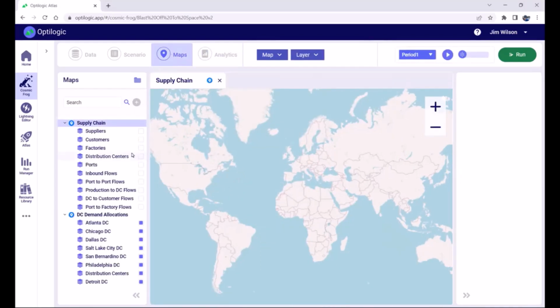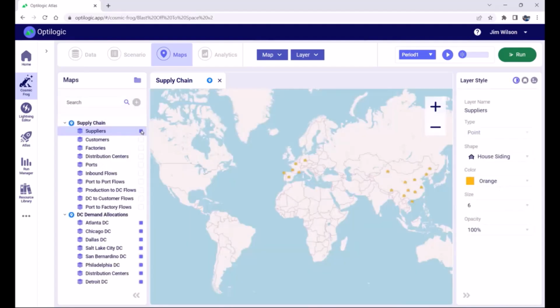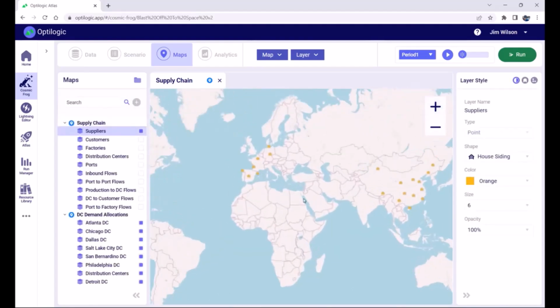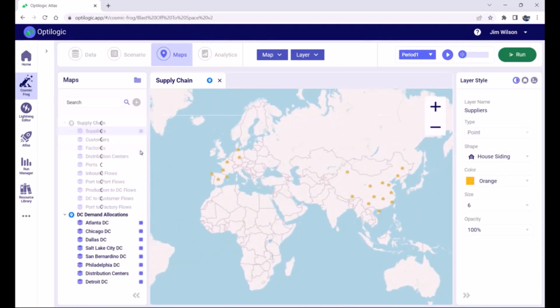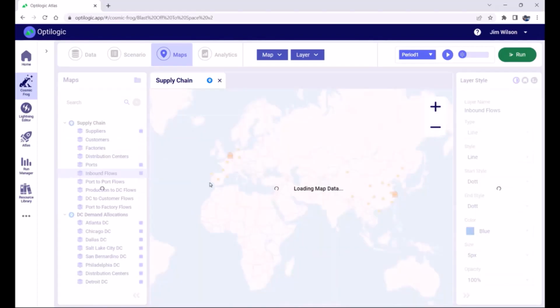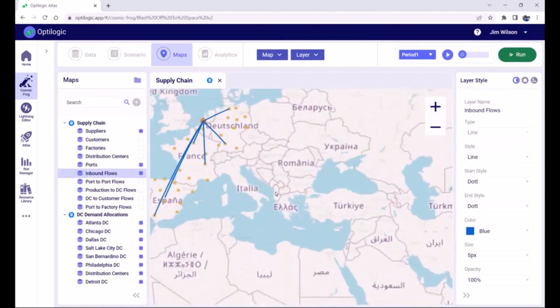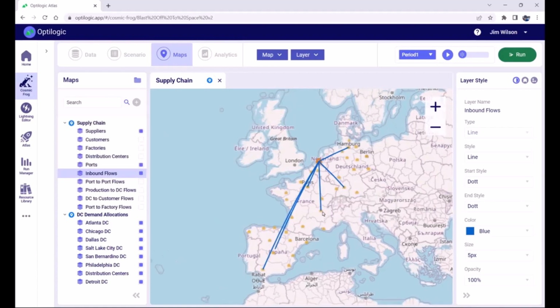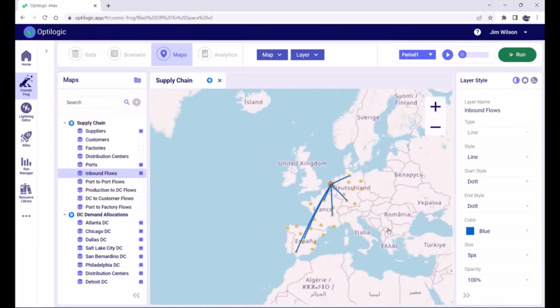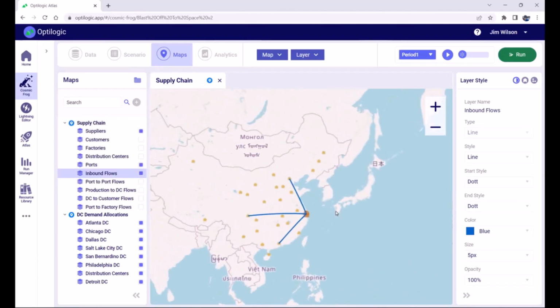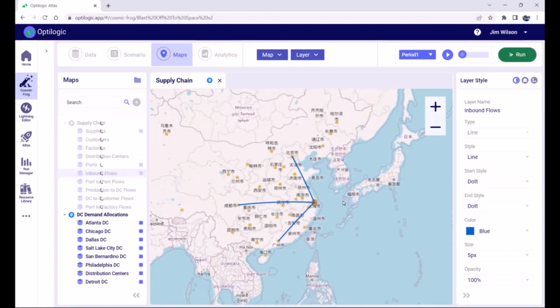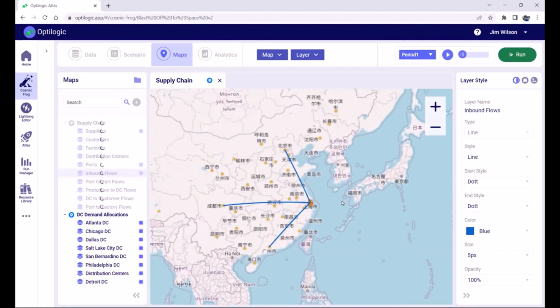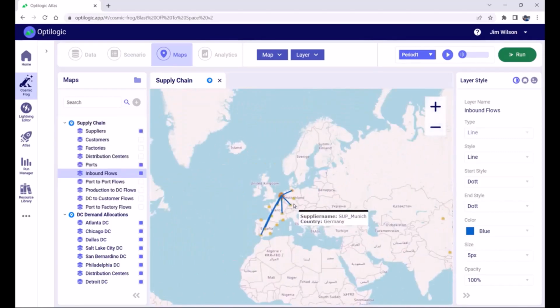So if we go to the map, again, we'll start putting on our suppliers, and let's put on our ports, but also let's put in our inbound flows. So these are flows coming in from the suppliers into the ports. We can see here these are raw material products being moved in from the suppliers in Europe, and over here we have the raw material products being moved into Shanghai, the port that's going to move the goods to the US in China, and up here they're moving it into Rotterdam.